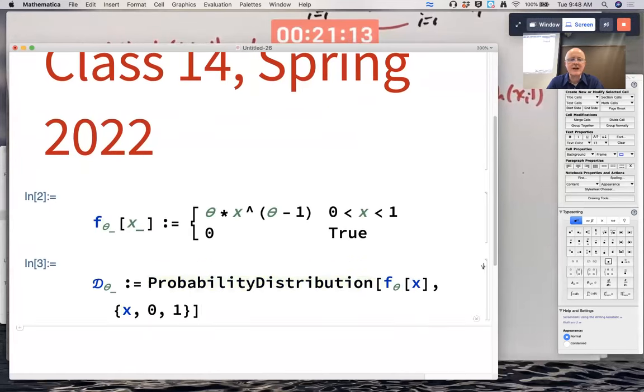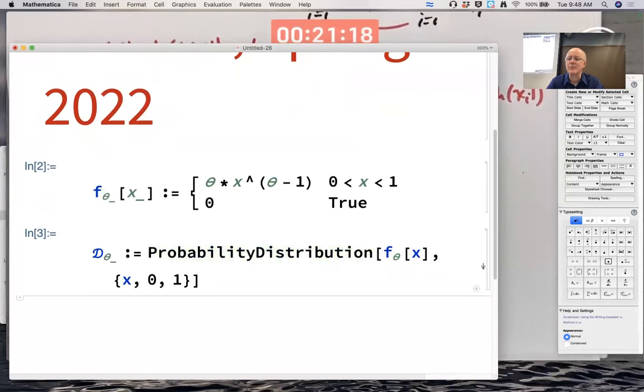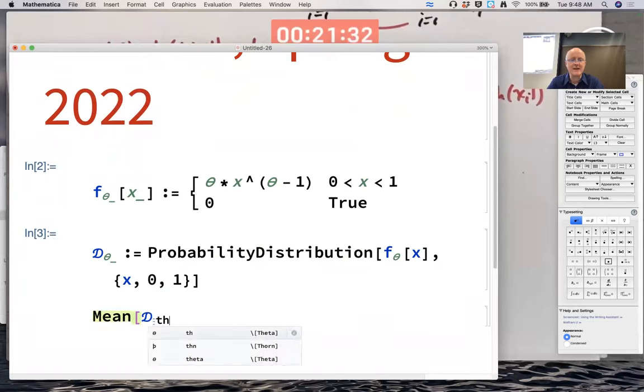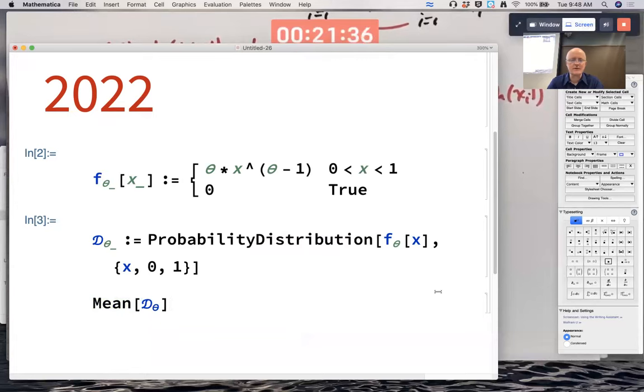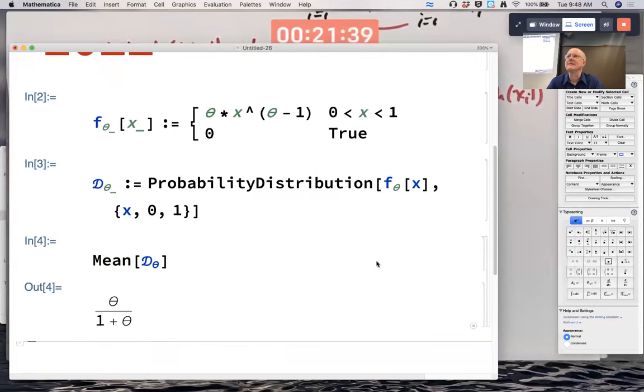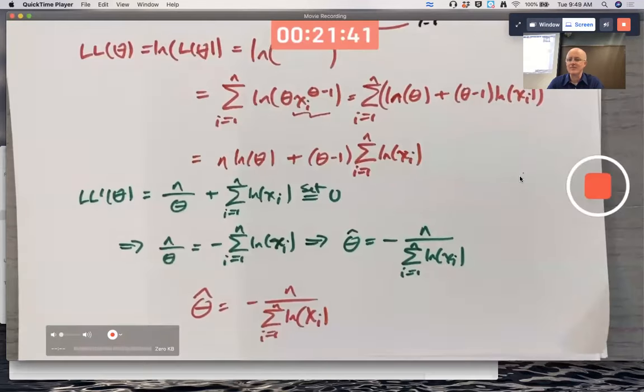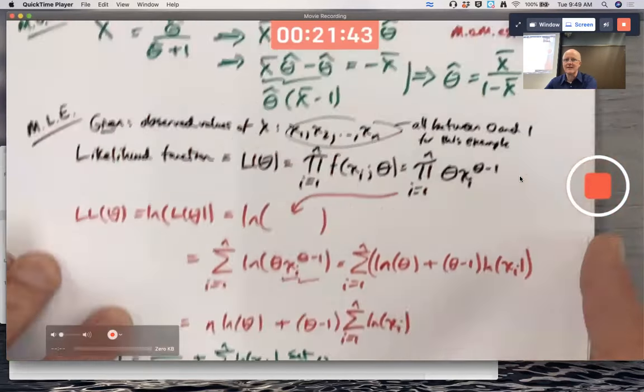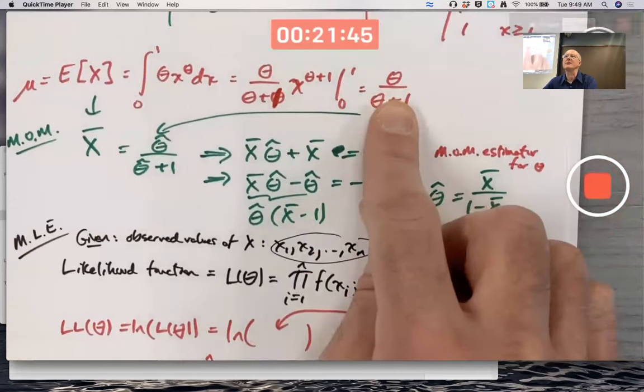You enter this, it seems to not do anything. Well, it did do something. You just can't see anything. There's no output. If I want output, for example, if I want to know the mean of this probability distribution, I need to type Mean and then put the cursive d of theta in there. Actually, I didn't test this out for a general theta. Let's see if it works. Yep, it does. And it confirms our by-hand answer, right? Theta over theta plus 1.